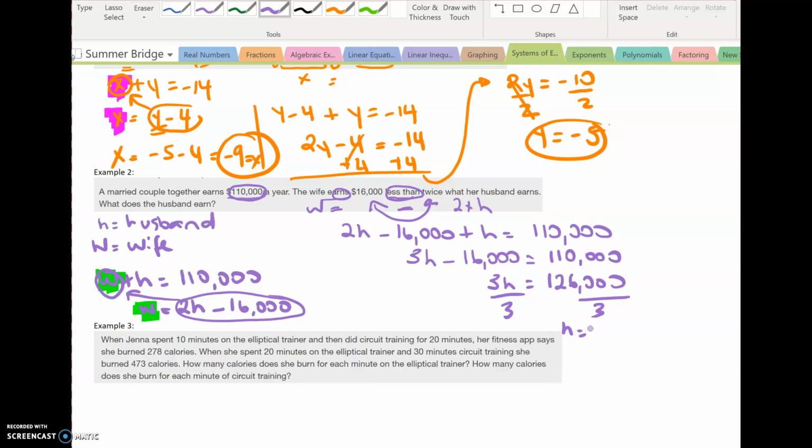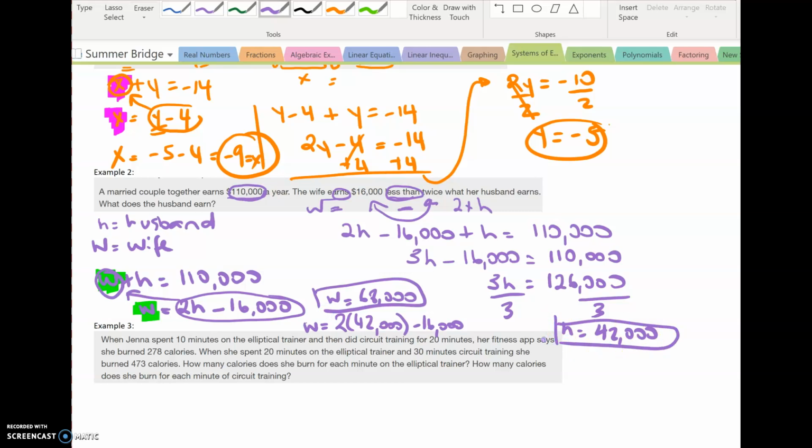H is going to equal $42,000. So that's how much the husband earns. To determine what the wife earns, we are going to plug $42,000 into H. So that's what I'm going to do next. So to determine the wife, I'm going to do 2 times 42,000 minus 16,000. And if we were to calculate this, W is going to end up equaling $68,000.